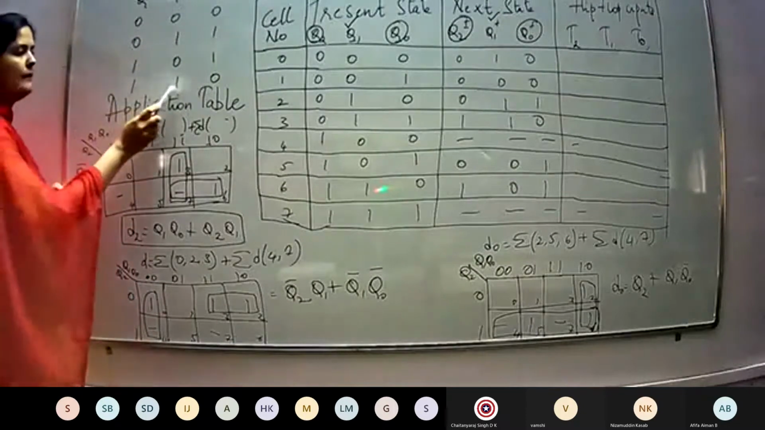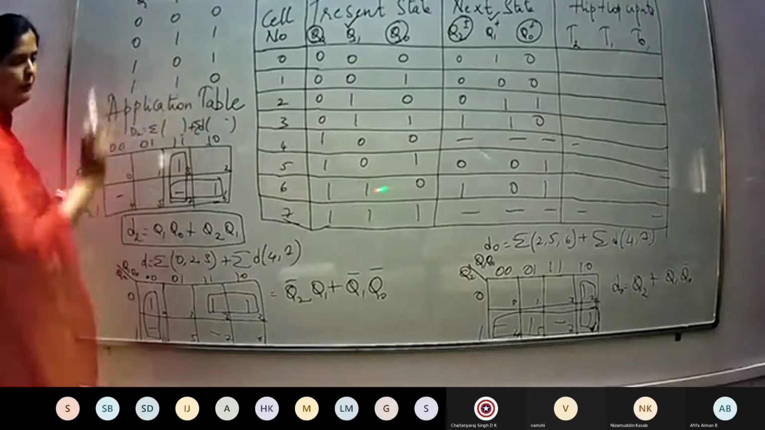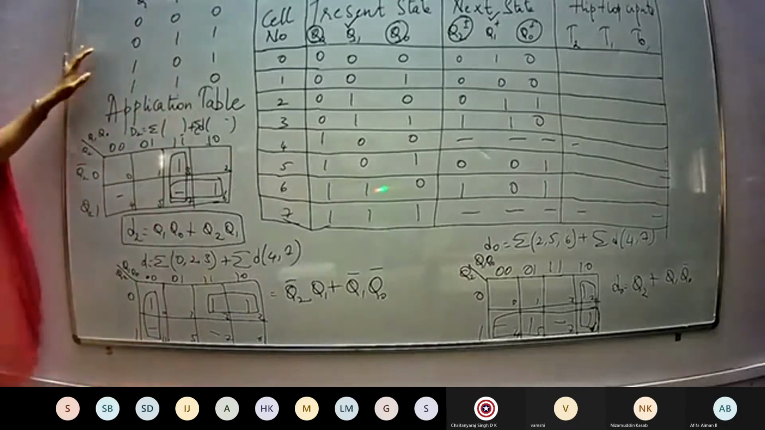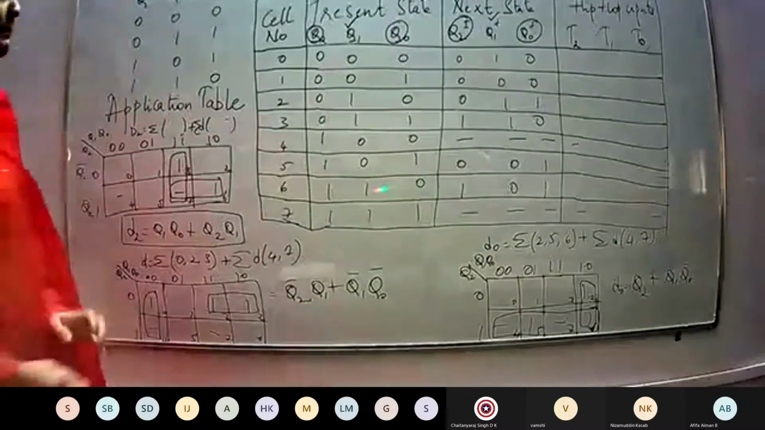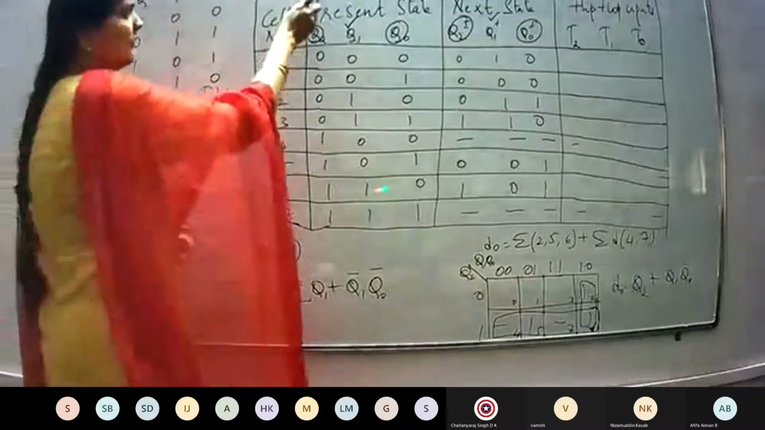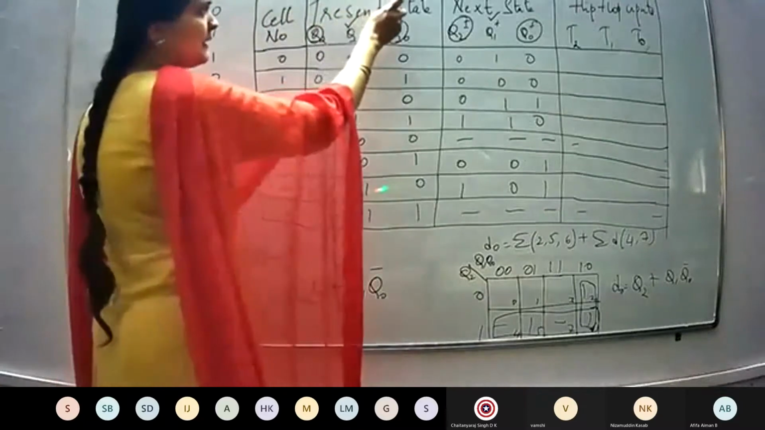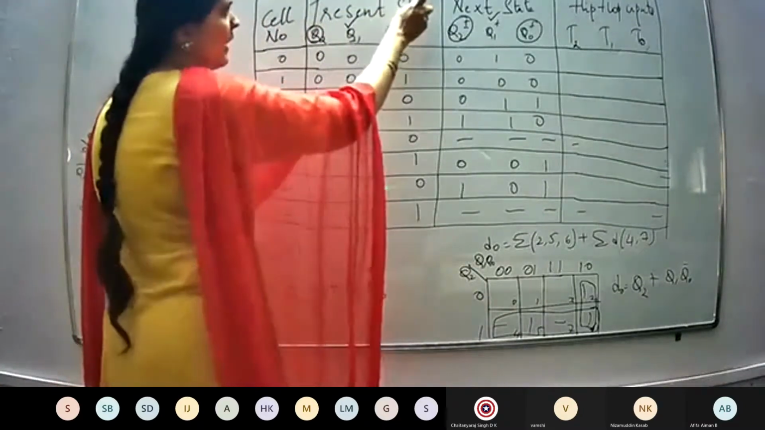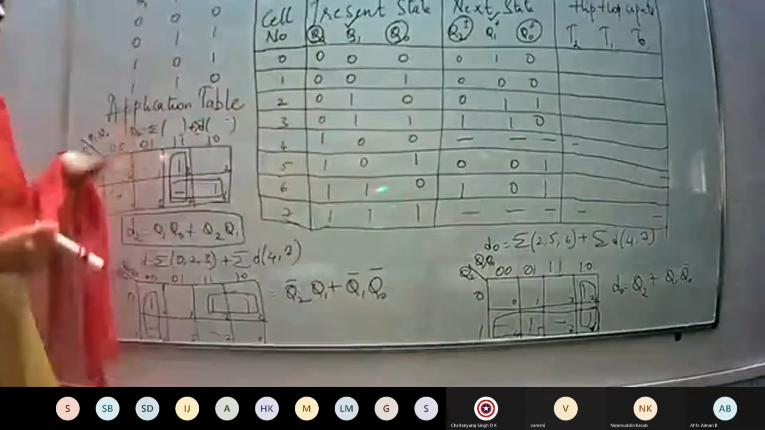If the previous state and the next state remain the same, T will be equal to 0. Okay, so this is your application table for the T flip-flop. The same sequence: after 0, it is 2. After 2, it is 3. After 3, it is 6. After 6, it is 5. After 5, it is 1. After 1, it is 0.